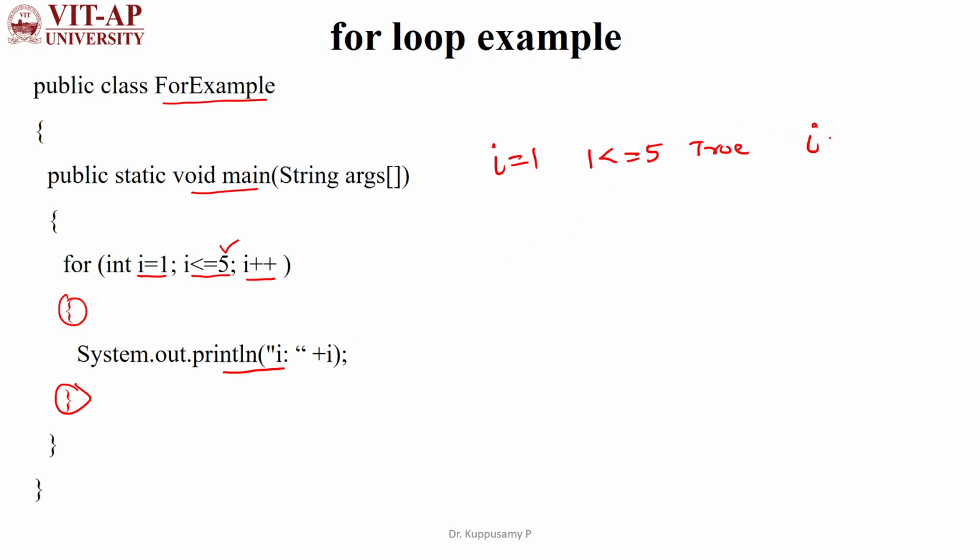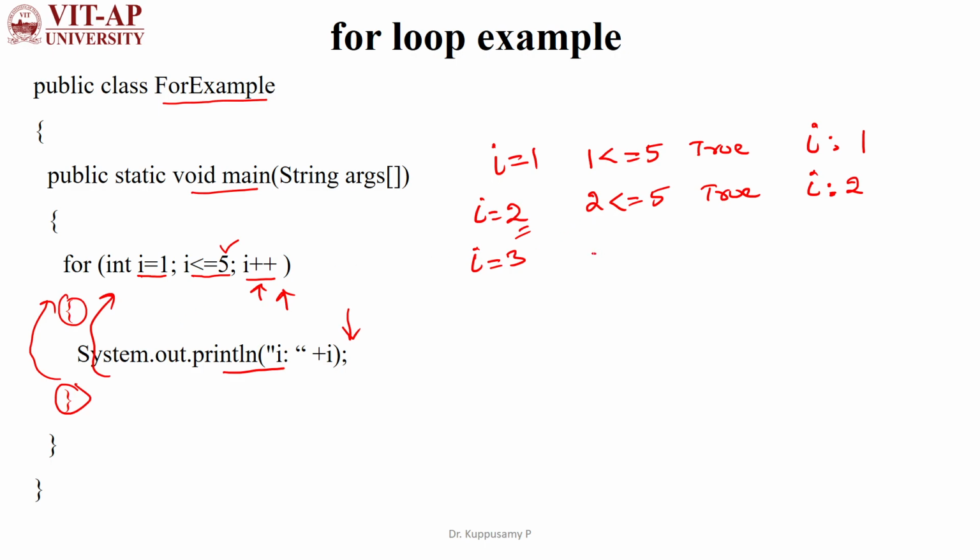So i is printed, "i:" and the i value is 1. Now the i value is incremented by 1, so i becomes 2. When it is 2, 2 less than or equal to 5, the condition is true. Once the condition is true, again it will go inside the block. Here i is printed with the value 2. Then i is incremented again, so i becomes 3. Now it is checking the condition 3 less than or equal to 5, so 3 less than 5 is true.